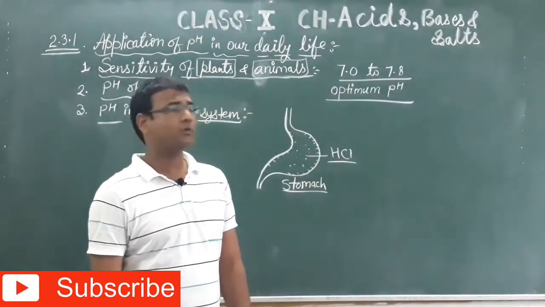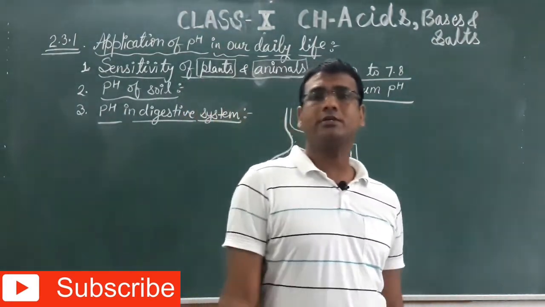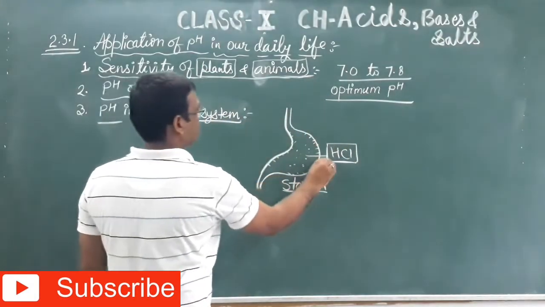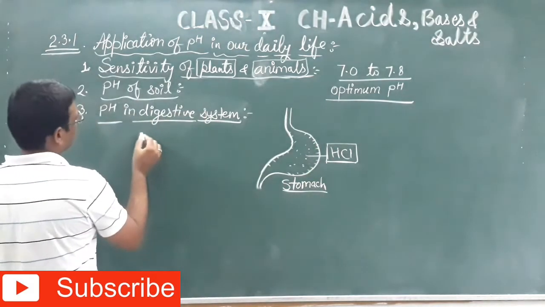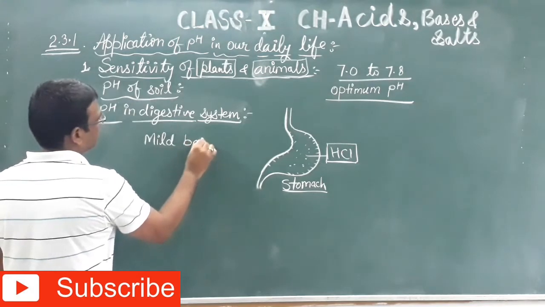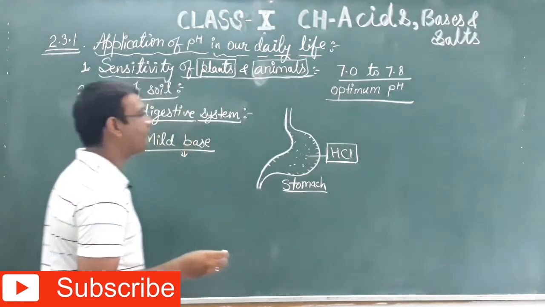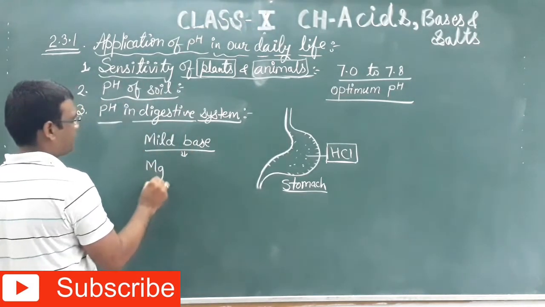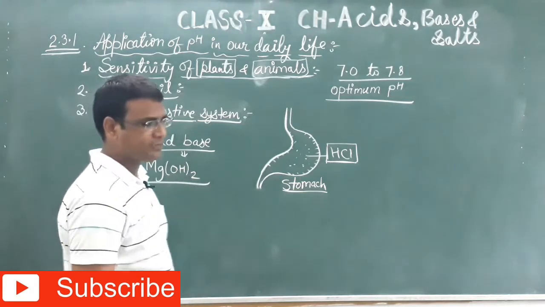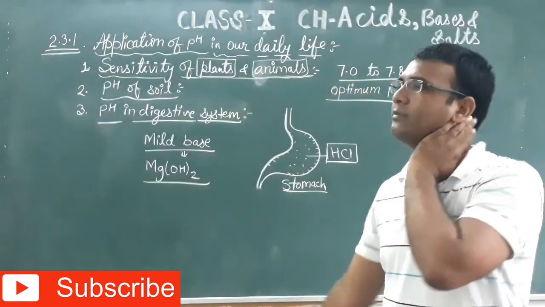What is the solution of this problem? Since it is an acid, the effect of an acid can be terminated with the help of a base. What we have to take is a base, and that base should be a mild base. Nowadays in the market there are many brands containing a mild base, and one important chemical present is magnesium hydroxide, commonly called milk of magnesia.